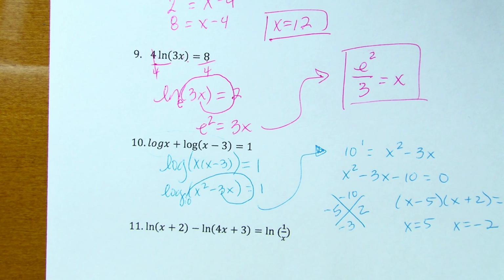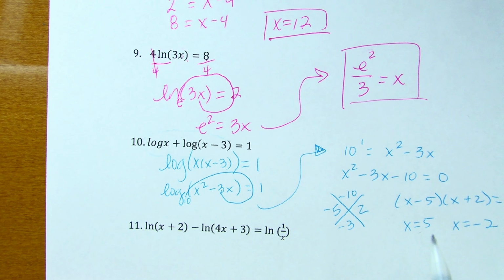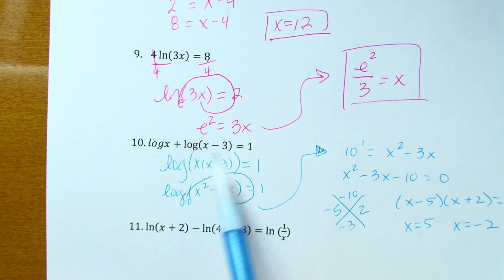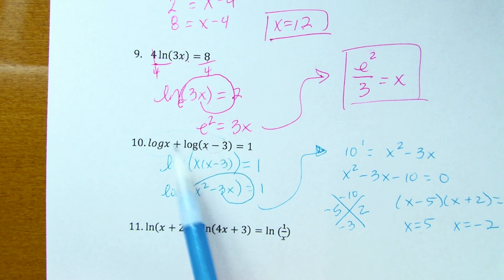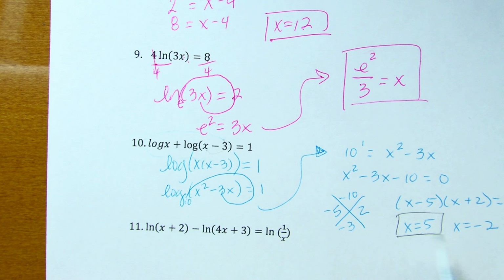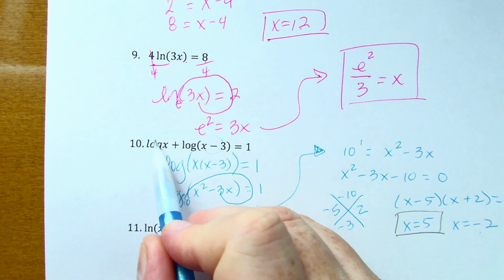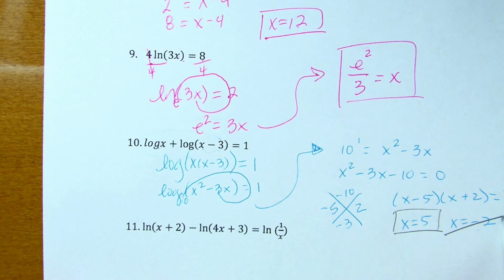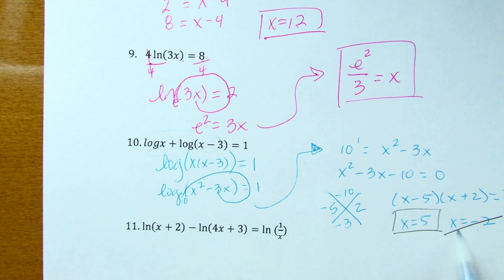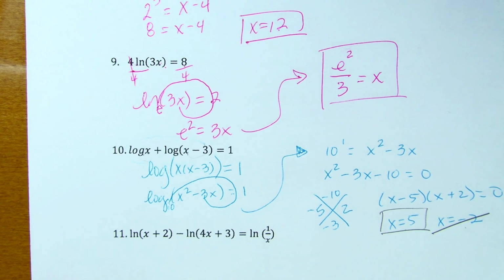Now we need to check our answers here. So plugging in 5, 5 minus 3 is 2, 2 is positive, so we're all good there. Plugging in 5 here, that's positive, that's all good, so this is an answer. Plugging in negative 2, oh, negative 2, that would be taking the log of a negative number, so I don't even need to check this one, it just has to not work in at least one of them.